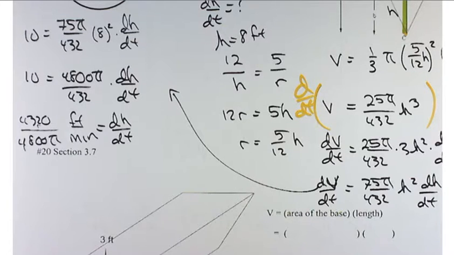Yes? From the equation itself and from the word itself, how do you find dH over dt? How do you know it's dH over dt? Because they're looking for the change in the depth. Okay. So the depth would be equivalent to the height.